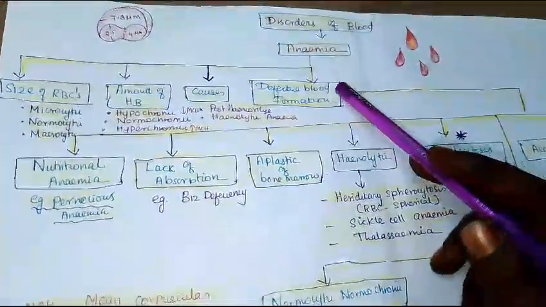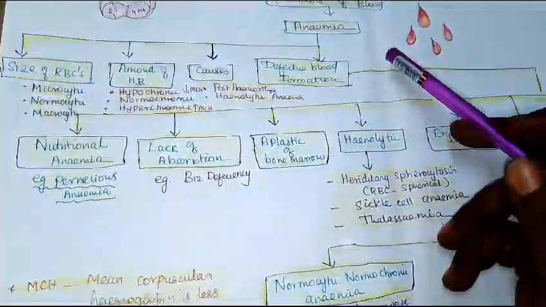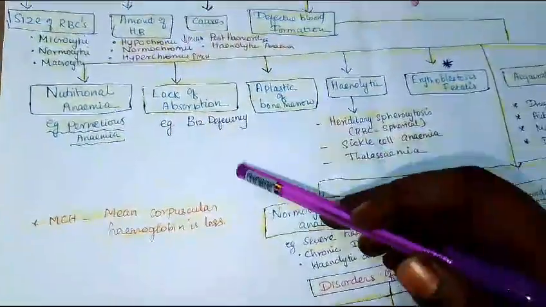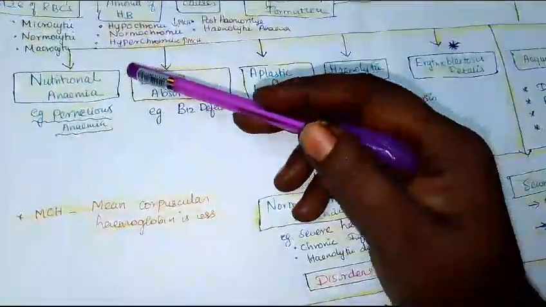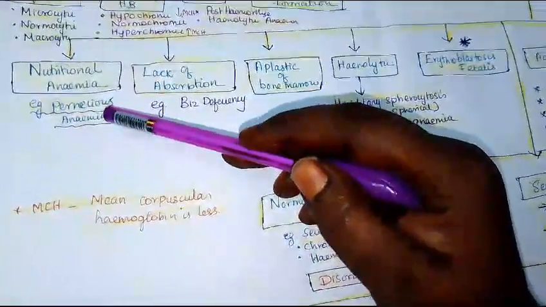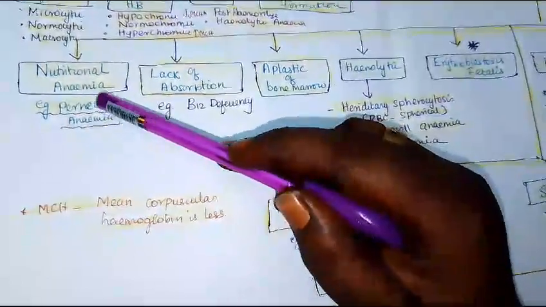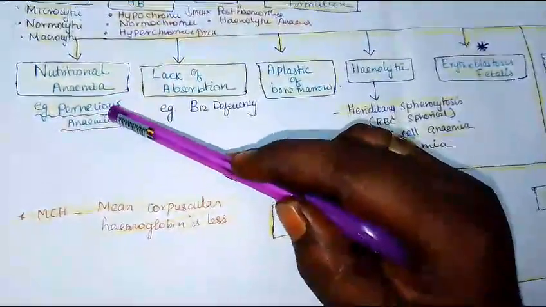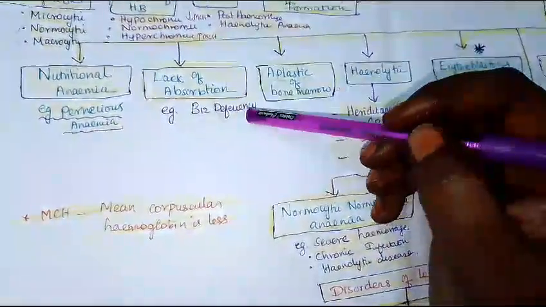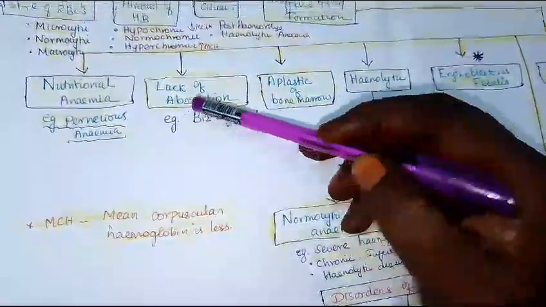And then defective blood formation. So this is about the size we have seen, and also classification by defective blood formation. What all the defects will be there? The first one is nutritional anemia. An example of nutritional anemia is pernicious anemia. In the diet itself, we may be lacking iron and folic acid, and the food we are eating is less nutritious. There may be lack of absorption. So intrinsic factor is very important to absorb vitamin B12 for the synthesis of iron.